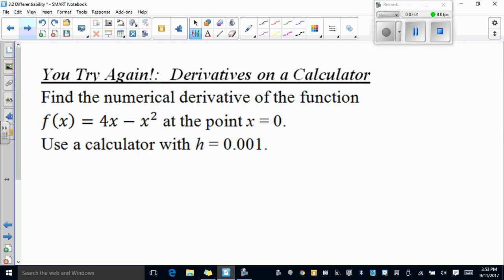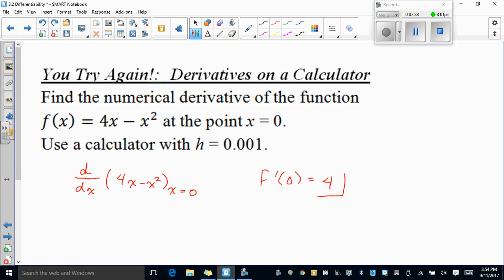Okay, so they give you another example. Find the numerical derivative of the function when x equals 0 on this one. So again, you're going to do the alpha window 3. You get d dx. You're going to type in x. Type in the 4x minus x squared, where x equals, and this time you're going to put in 0. And then you can identify f prime at 0 for this particular function is going to equal 4.